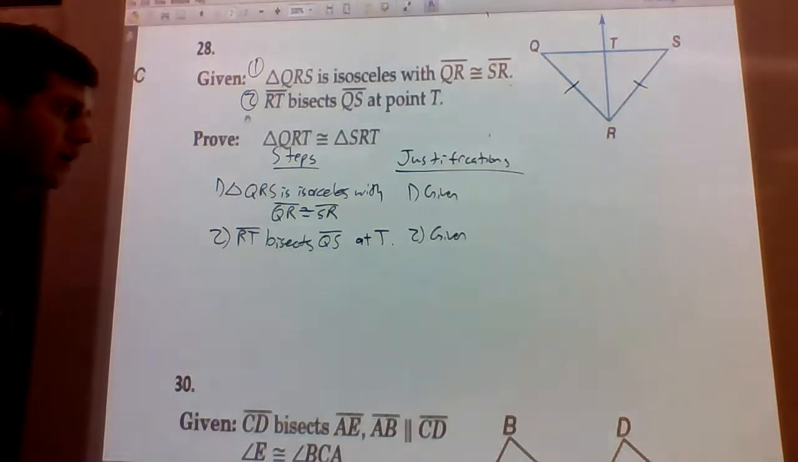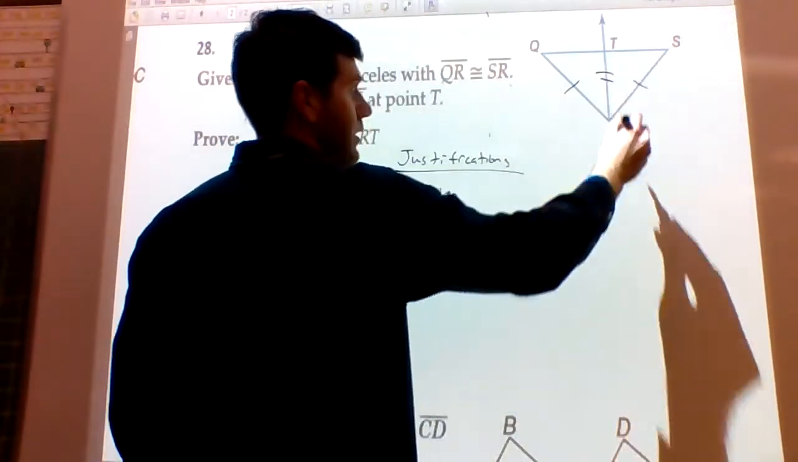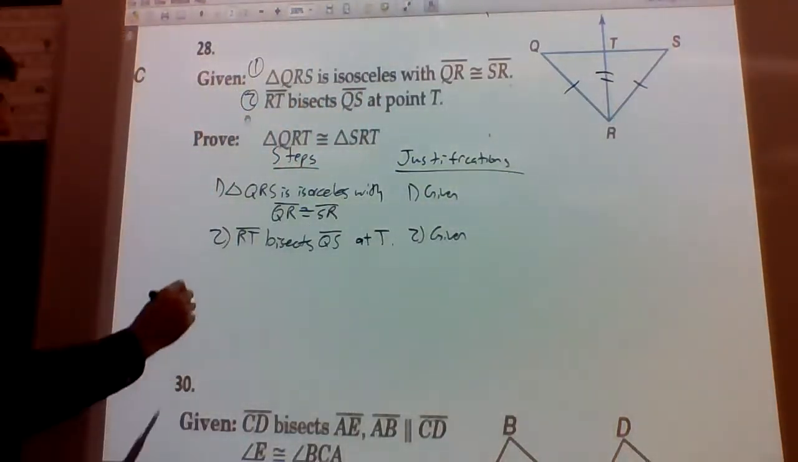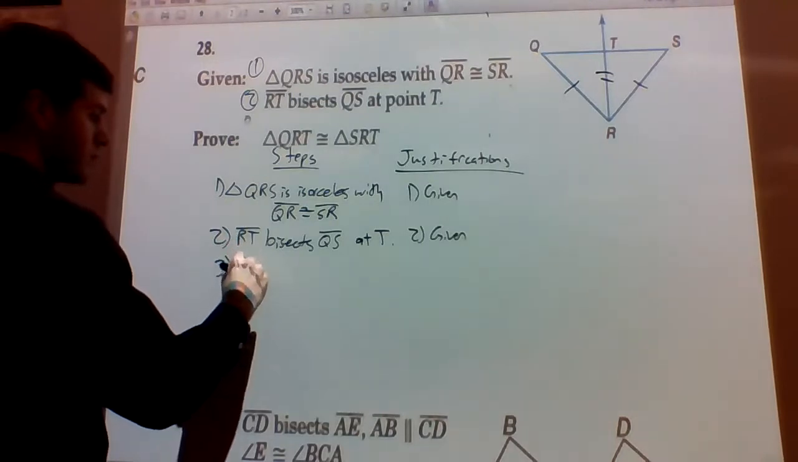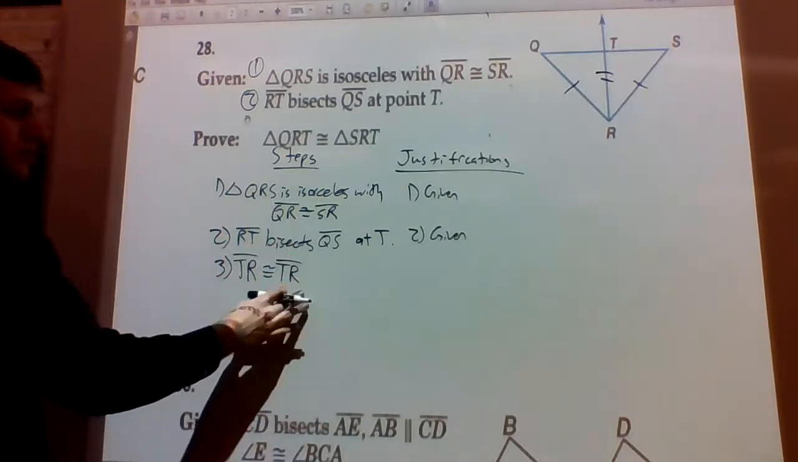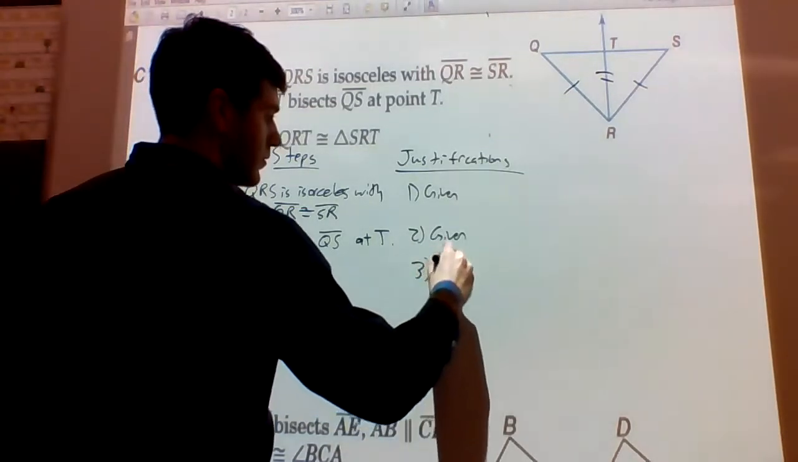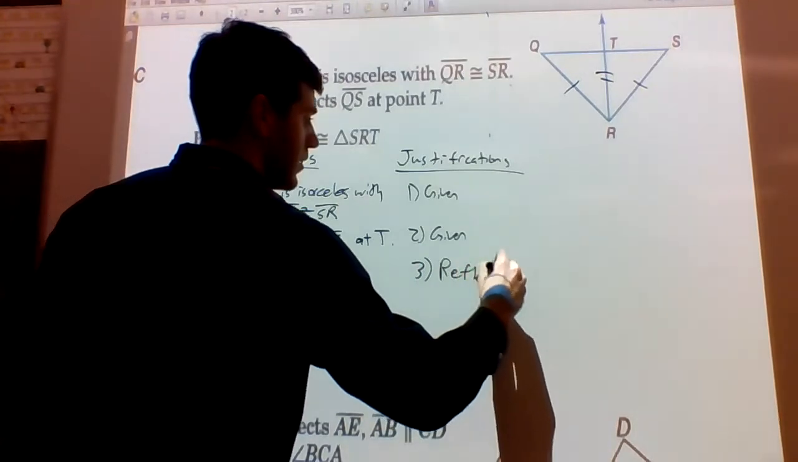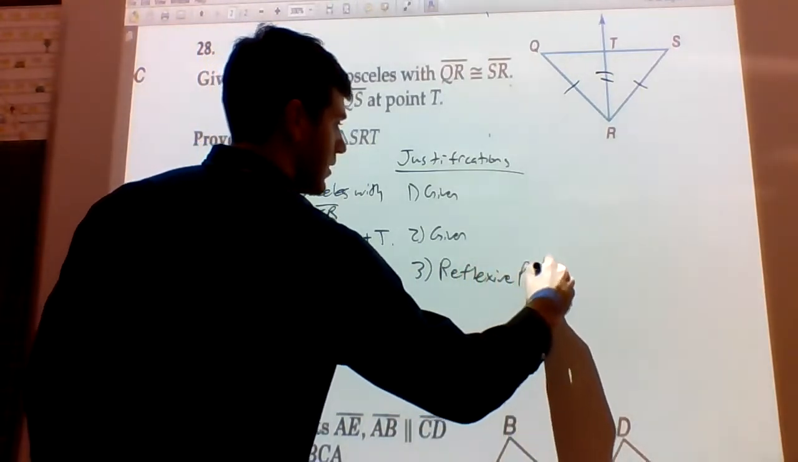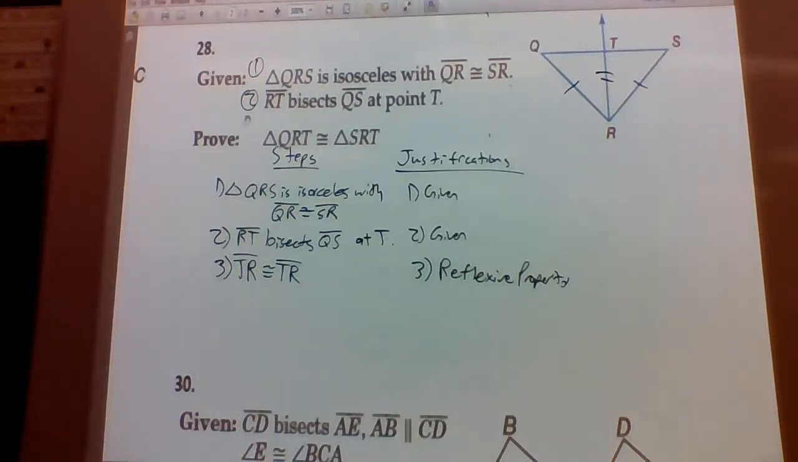Okay, so we've written our givens. Next thing we should do is look for shared sides or vertical angles. We do have a shared side. So TR is congruent to TR by the reflexive property of congruence. If you want to say TR is congruent to RT by the symmetric property, that's fine with me.